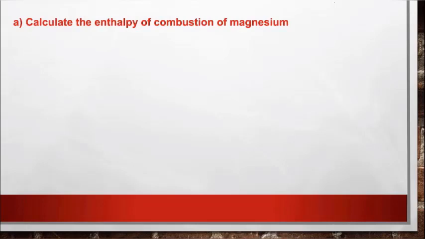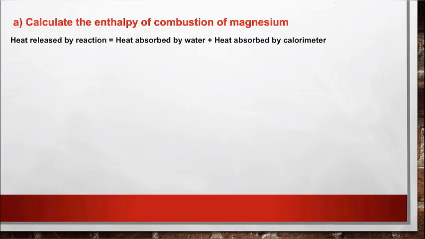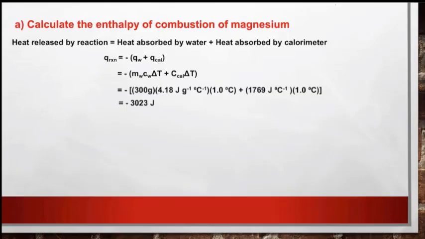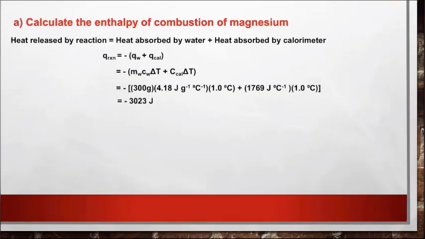The first step is you have to calculate the amount of heat released by the combustion of magnesium in the calorimeter. If you remember, the basic principle of a calorimeter is that heat released by a reaction, in this case combustion of magnesium, is equal to the heat absorbed by water plus heat absorbed by calorimeter. Given this is the formula from before. Hence, using all the values that you have from the question, you just have to substitute the value inside the formula to get the value of heat released by the combustion of magnesium. Negative 3023 joule.